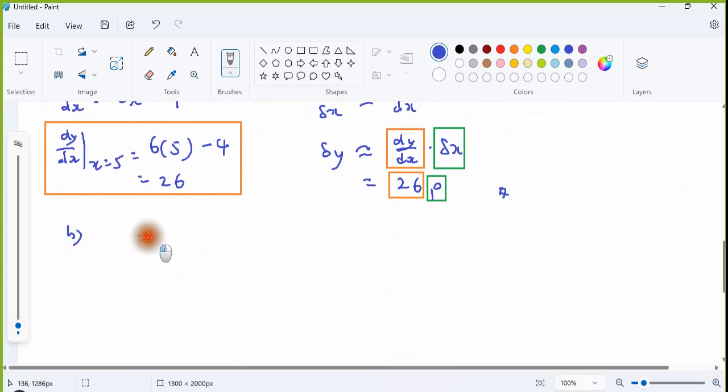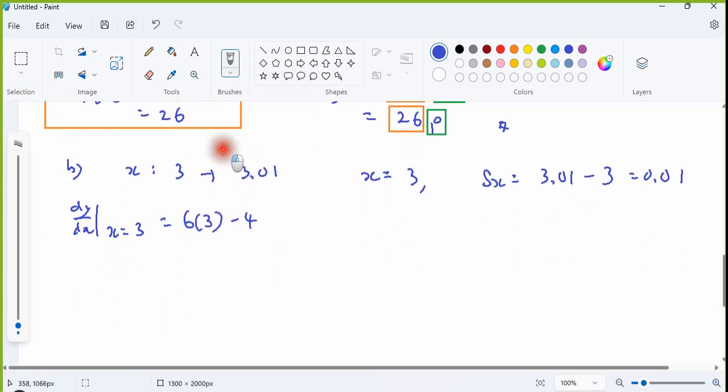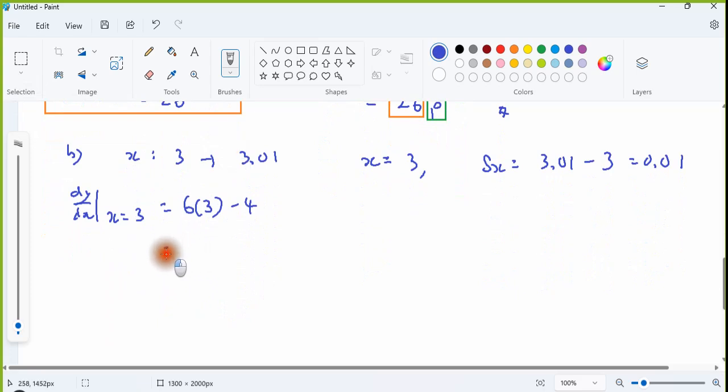For part B, we want to find the approximate change in y as x increases from 3 to 3.01. So x is equal to 3, and del x is 3.01 minus 3, which is 0.01. So dy/dx when x equals 3 is 6x minus 4, 6 times 3 minus 4, 18 minus 4, which is 14.